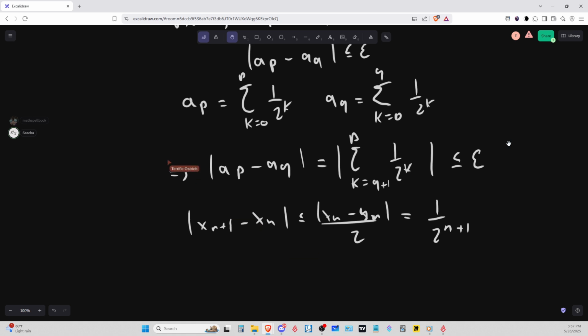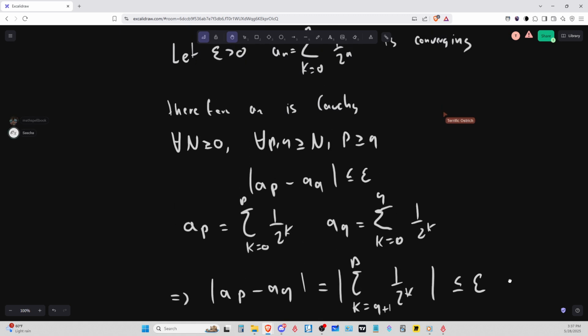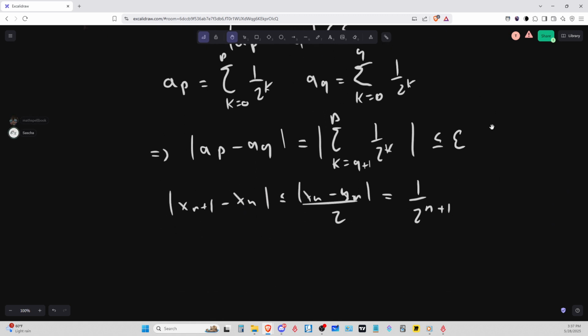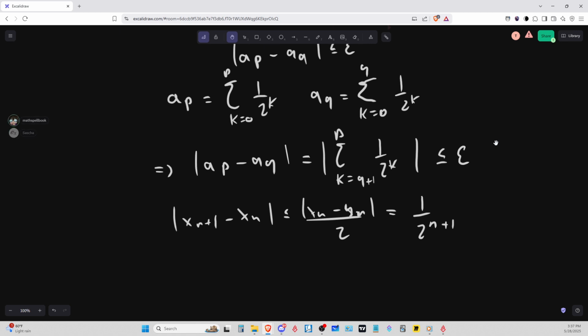Here it's a bit annoying, but I have to change the sequence I chose. I'm supposed to take 1 over 2^{n+1}. There's a bit of that I have to have. I'm sorry. That was the thing I was scared of at the beginning, and I guess my scare was justified.